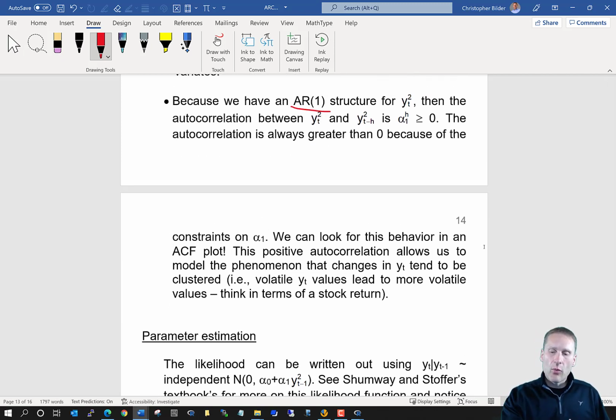Because we have an AR1 structure for y sub t squared, a lot of the stuff that we've learned previously about AR1 models is going to still work out here. If I were to find the ACF associated with the y sub t squares, in other words, the autocorrelation for lag h for the y sub t squares is going to be alpha 1 raised to the h power.